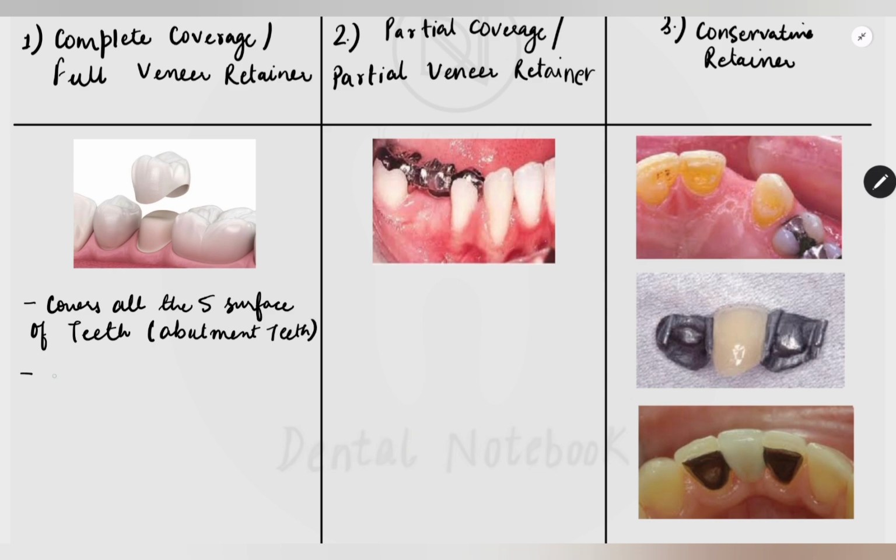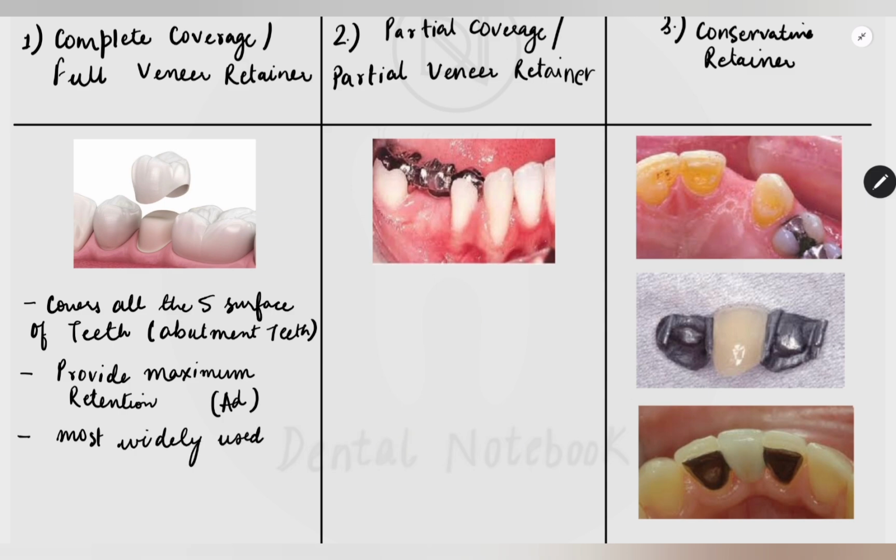Now this type of retainer provides maximum retention. This is its advantage. It is the most widely used because it provides maximum retention. That's why it is most widely used, and it can also be used for extensively damaged abutment teeth. If the abutment tooth is extensively damaged, it is ideal.